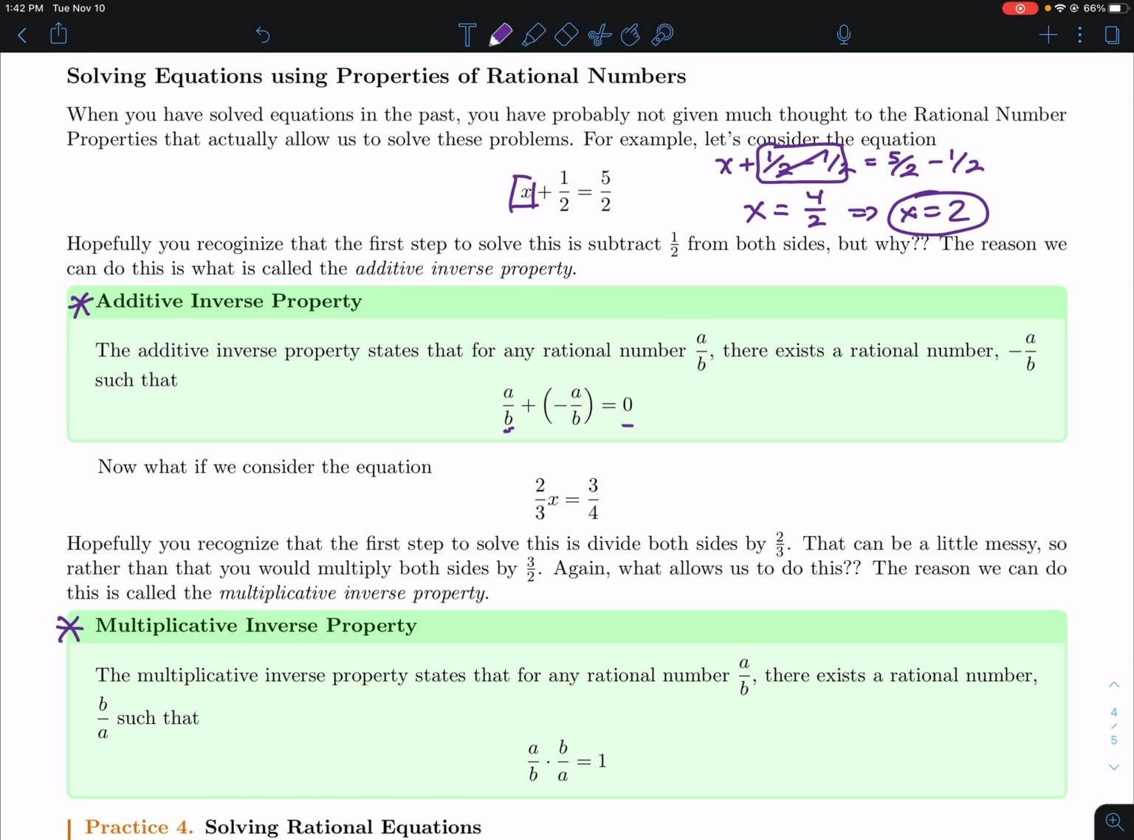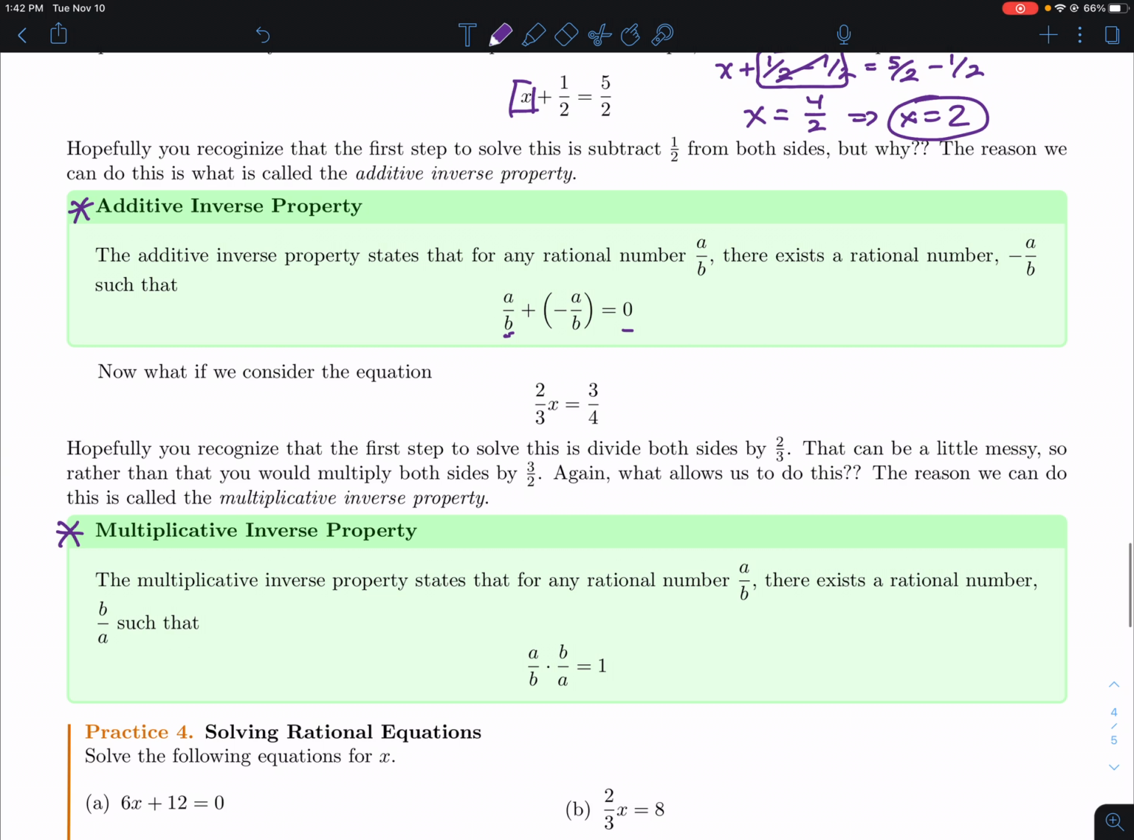So the same thing is true if we've got some kind of multiplication. In this case, we want to use the multiplicative inverse property. It says that if you've got some rational number a over b, there exists a rational number b over a, namely its reciprocal, that if you multiply a over b times b over a, gives us a 1. So that's what we would want to do in a situation like this.